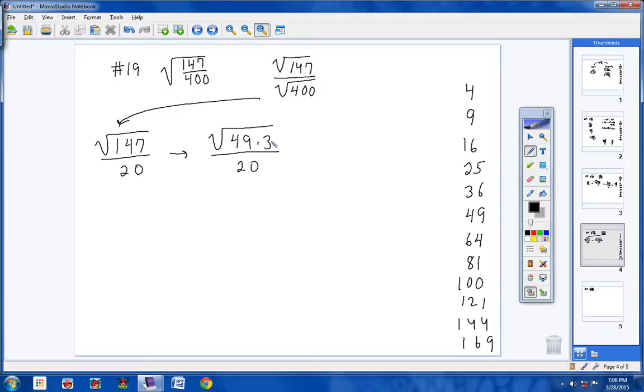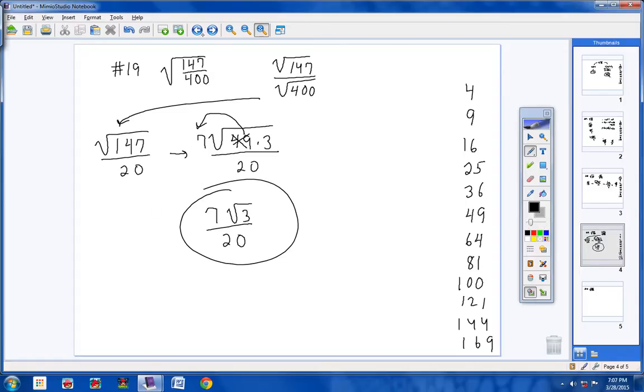Now I do not know the square root of 3, but I do know the square root of 49. The square root of 49 is 7. So now I have 7 square root of 3 all over 20. Now I know I'm finished because of the following things, Jonathan. First of all, look at your outside numbers, here and here. Can you reduce them? No. Okay, go to your radicand. Do any of these numbers go into 3 evenly? No, they do not. So you're finished. Okay, that's it.